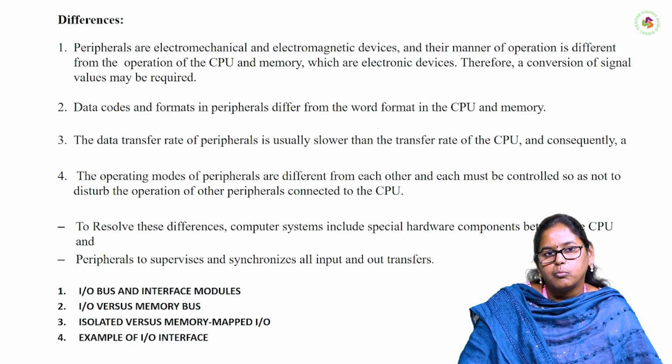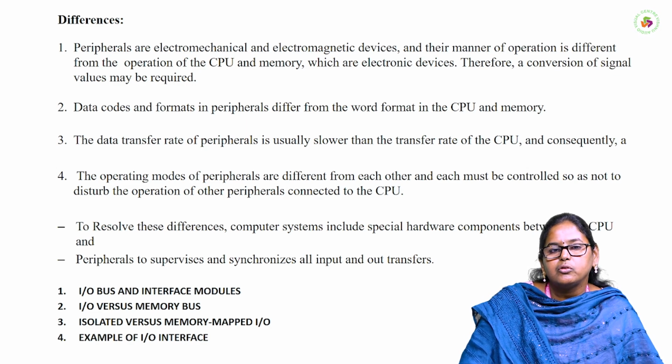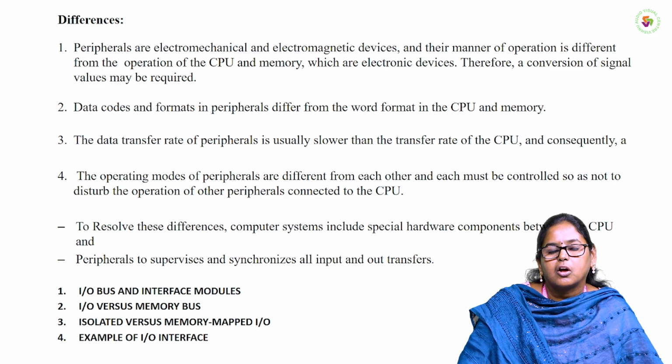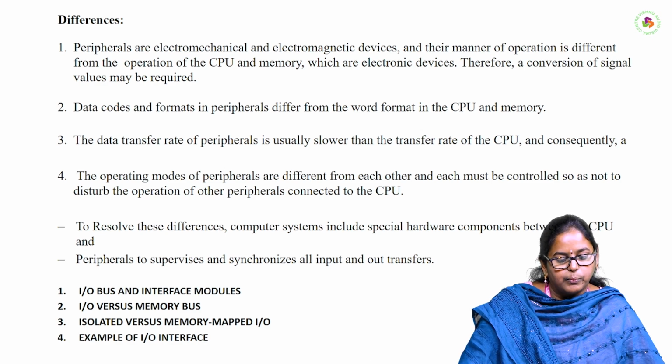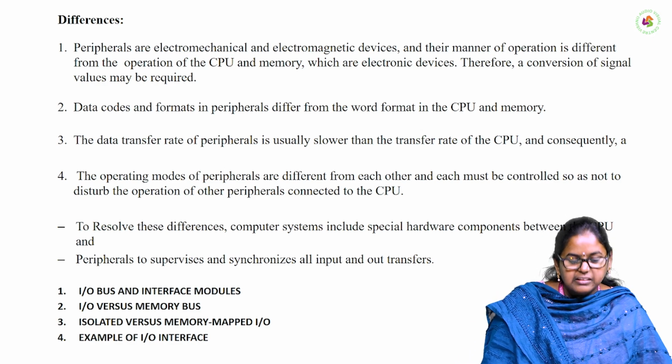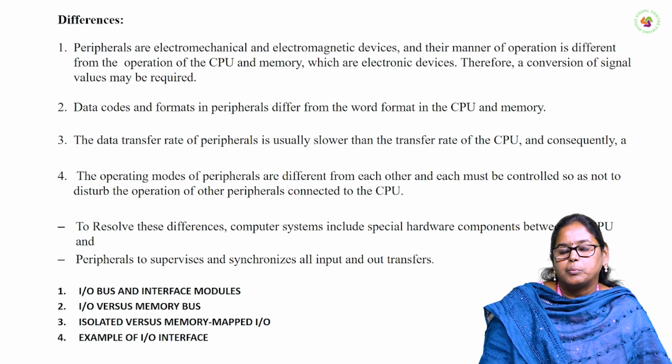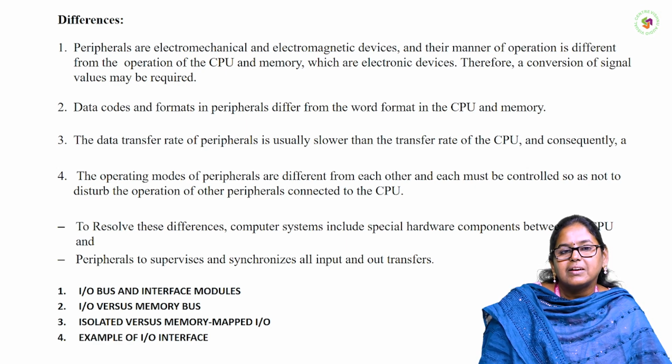And then there are operational modes. The modes in which the CPU operates and the peripheral devices operate are also different. Why? Because peripherals are electromagnetic or electromechanical, but the CPU is a purely electronic component. So in order to resolve these 4 major differences and to maintain synchronization, we include a special hardware component called the interface component. This interface component supervises and synchronizes all the input and output transfers.